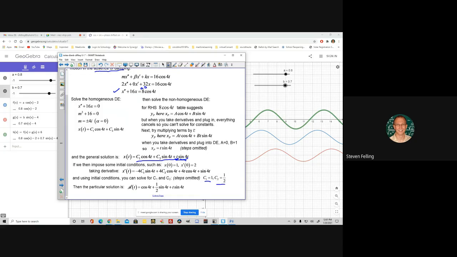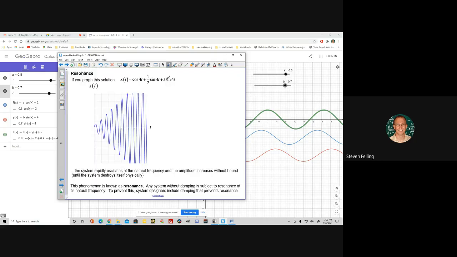So this solution ends up being cosine of 4t plus 1/2 sine of 4t plus t times sine of 4t. If you try to graph that, all the frequencies of everything here are aligned at a circular frequency of 4. But there's a problem here because of this t. As time goes on, this term just gets bigger and bigger. It doesn't just keep oscillating in place. If you graph this in a calculator, it just keeps going forever and ever.